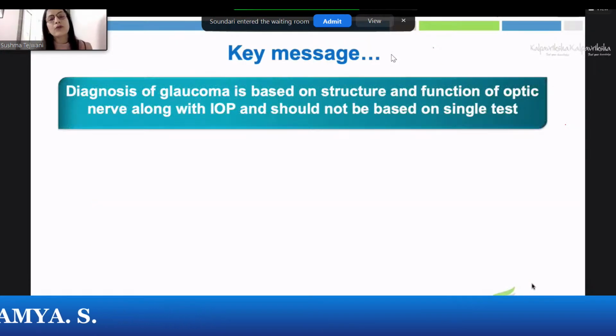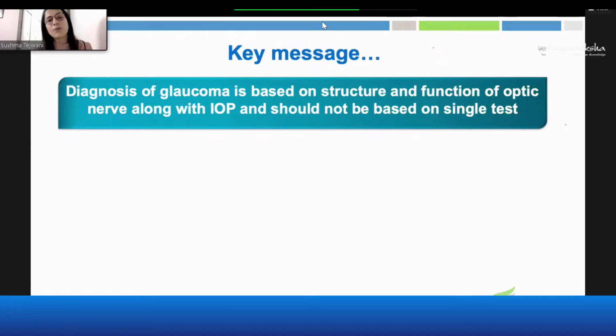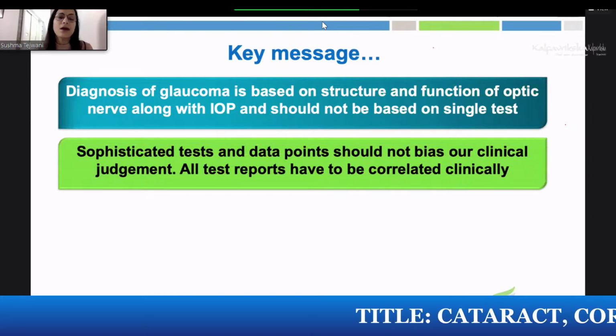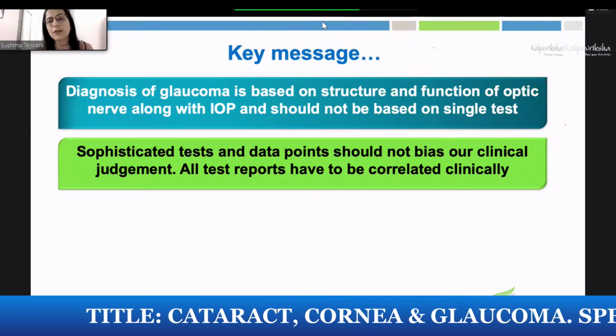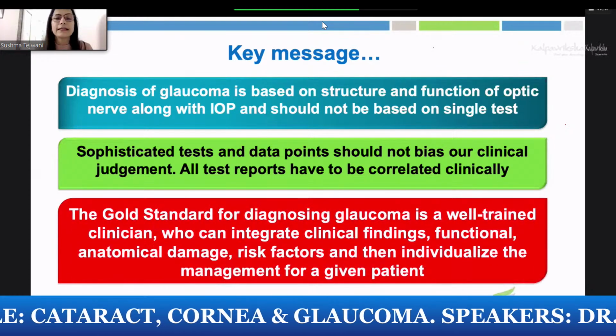At the end, I would like to say that diagnosis of glaucoma is based on structure and function of the optic nerve along with IOP and should not be based on a single test alone. The sophisticated test and data points should not bias our clinical judgment. It is always important to correlate clinically.